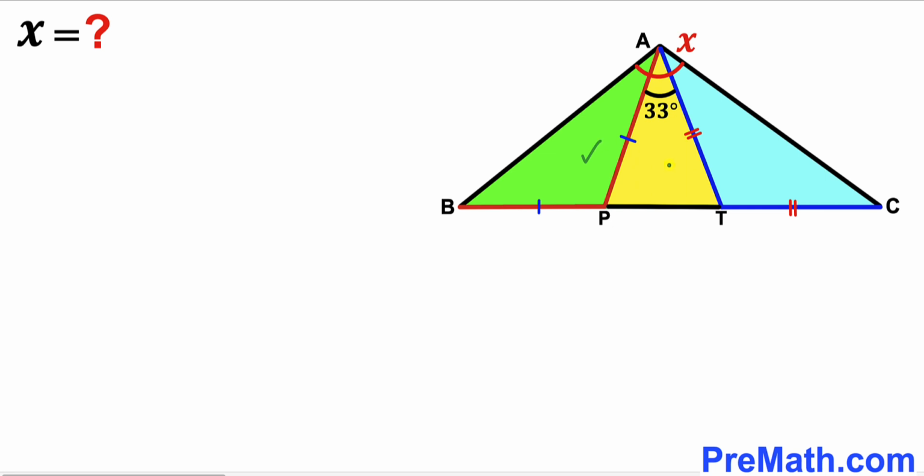The green triangle, the yellow triangle, and the blue triangle are put together, as you can see in this given diagram, such that these points B, P, T, and C are collinear. And this point A is common to all of these triangles. Moreover, this angle PAT has been given to us as 33 degrees, and the angle BAC is being represented by X.